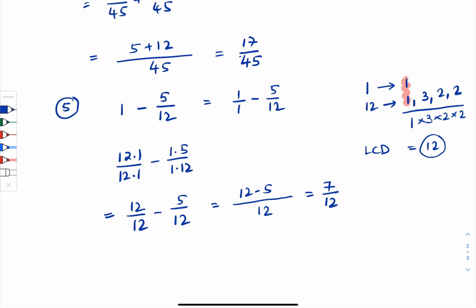And that should wrap up this little review on adding and subtracting fractions.